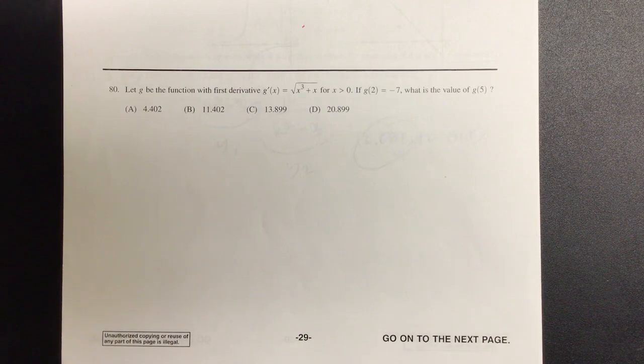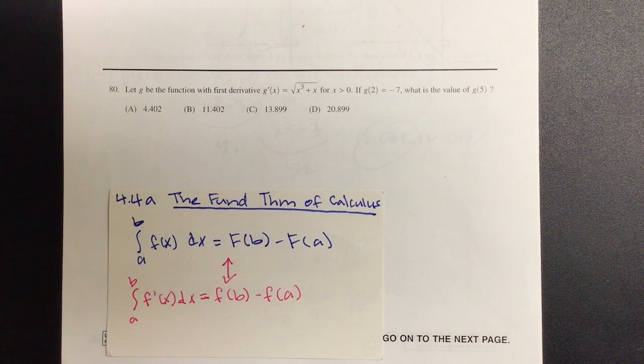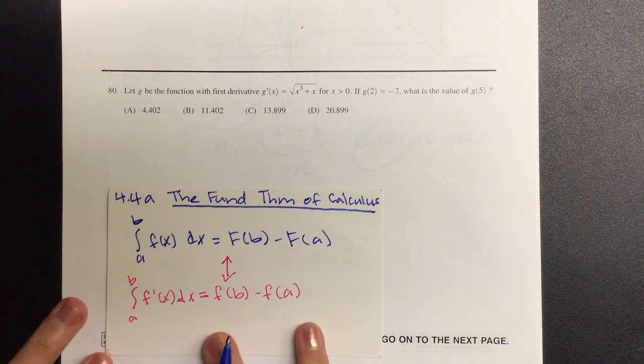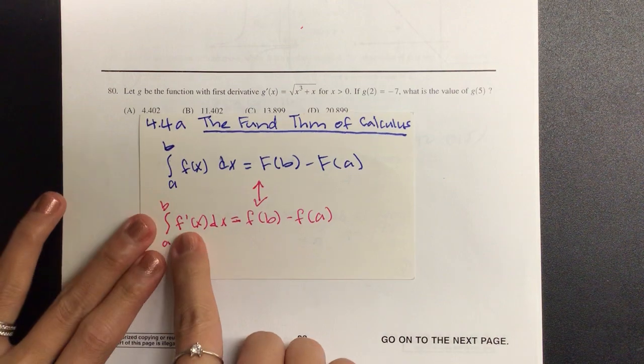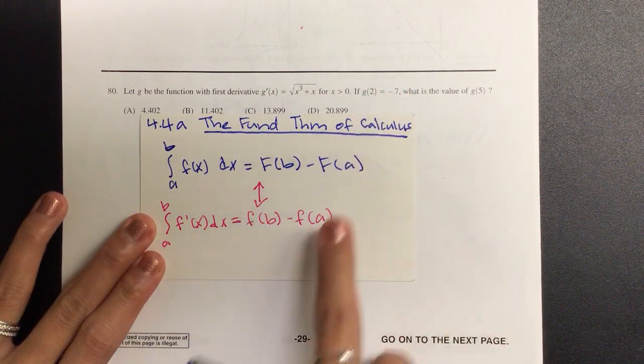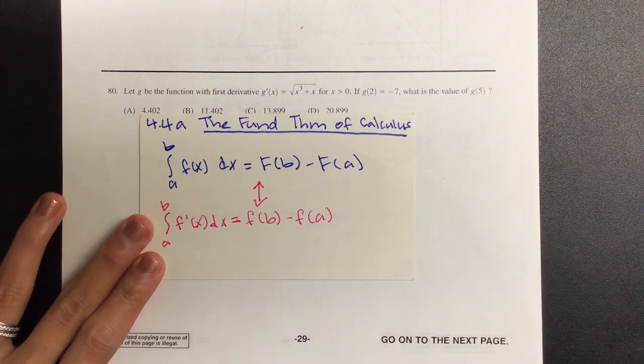Let g be the function with first derivative g prime of x equals square root of x cubed plus x for x greater than 0. If g of 2 equals -7, what is the value of g of 5? So I'm going to mimic this formula right here. I have f prime, I have g prime. I have f of b, which is g of 2, and then I have something of f of a, which is g of 5.